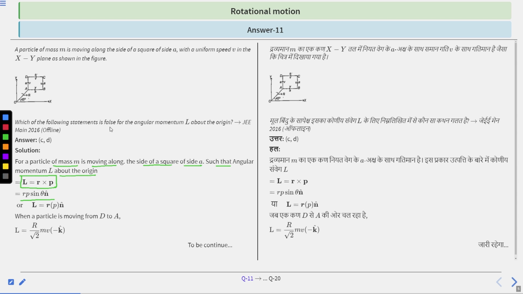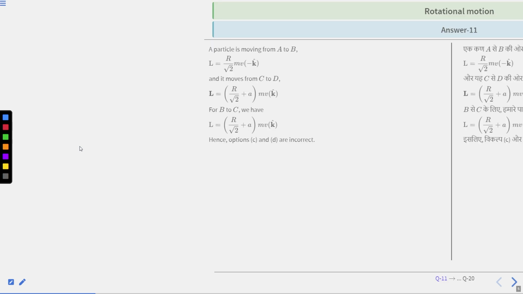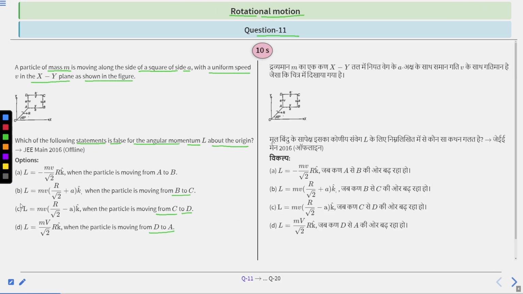So the question asked which of the following statements is false. So the correct answer is option C, and option D is incorrect. Clear? C and D are incorrect, this one and this one. Next question, question 12.